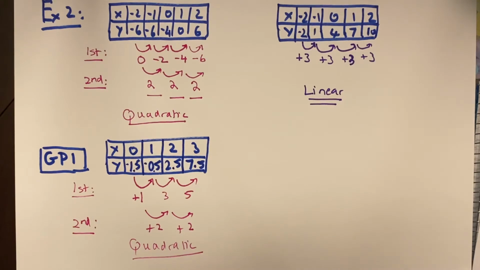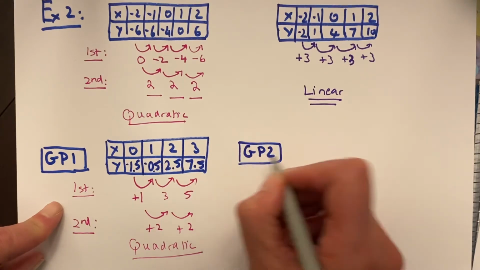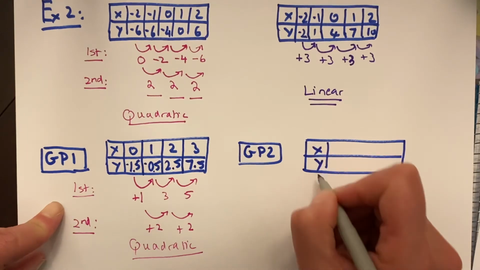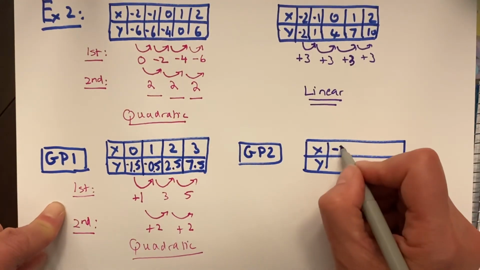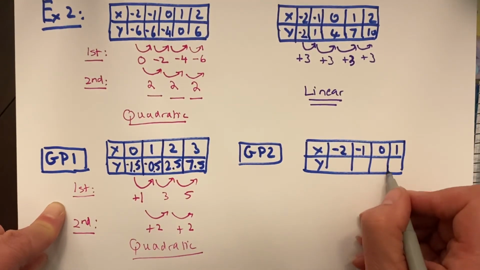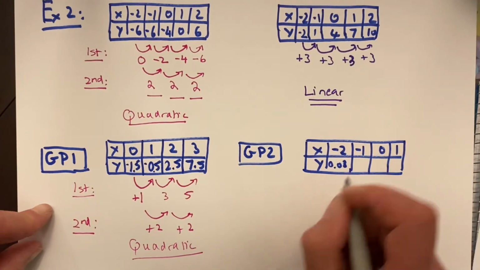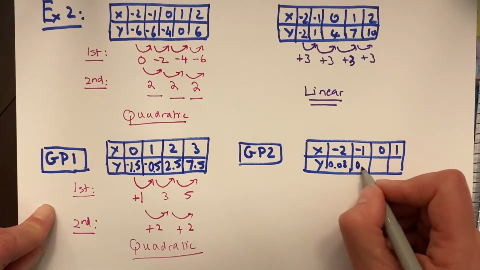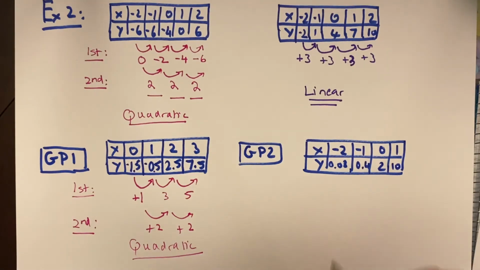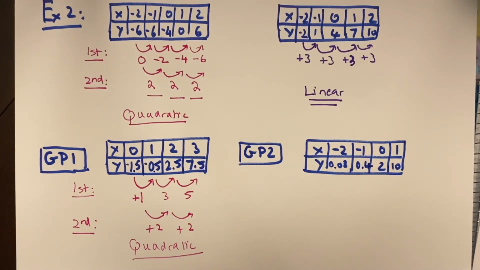The last problem, guided practice 2, also gives us only 4 values for x. Negative 2, negative 1, 0, and 1. Okay, and then y is 0.08 and 0.4 and 2 and 10. And I am sure that by the time I wrote down 10, all of you know exactly what function this is because you've seen this before.